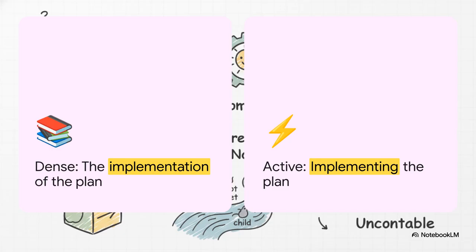Now, this is an incredibly useful tool for expressing abstract concepts, but there's a bit of a trap here. While transforming words is powerful, overusing nominalization can make your sentences dangerously dense and, honestly, exhausting to read. Notice the difference in tone. The implementation of the plan sounds rigid and bureaucratic, right? Compare that to the much punchier implementing the plan. So as a focused learner, your main takeaway here is to use nominalization deliberately, but not excessively. You want to keep your writing active.